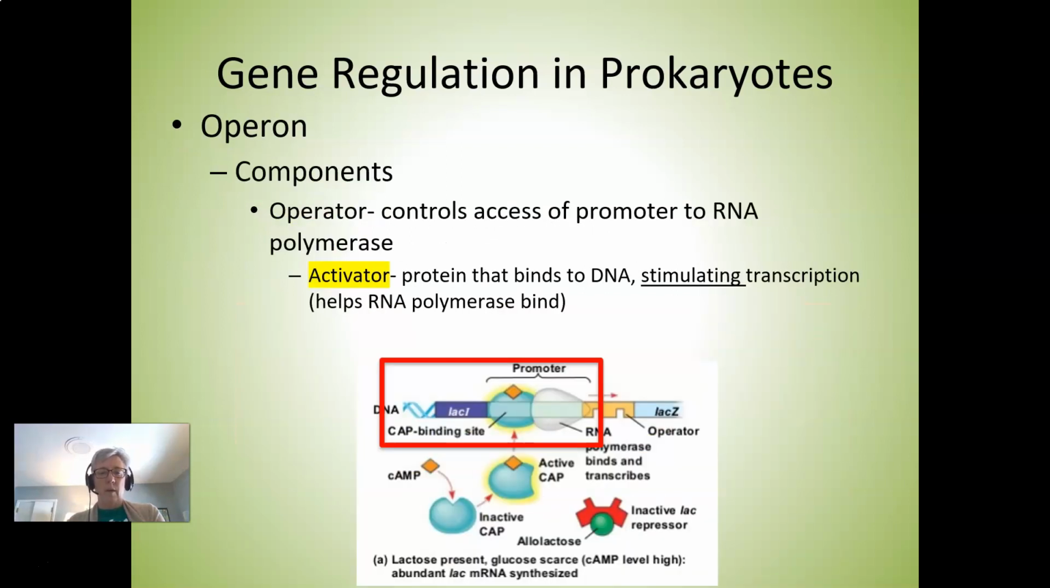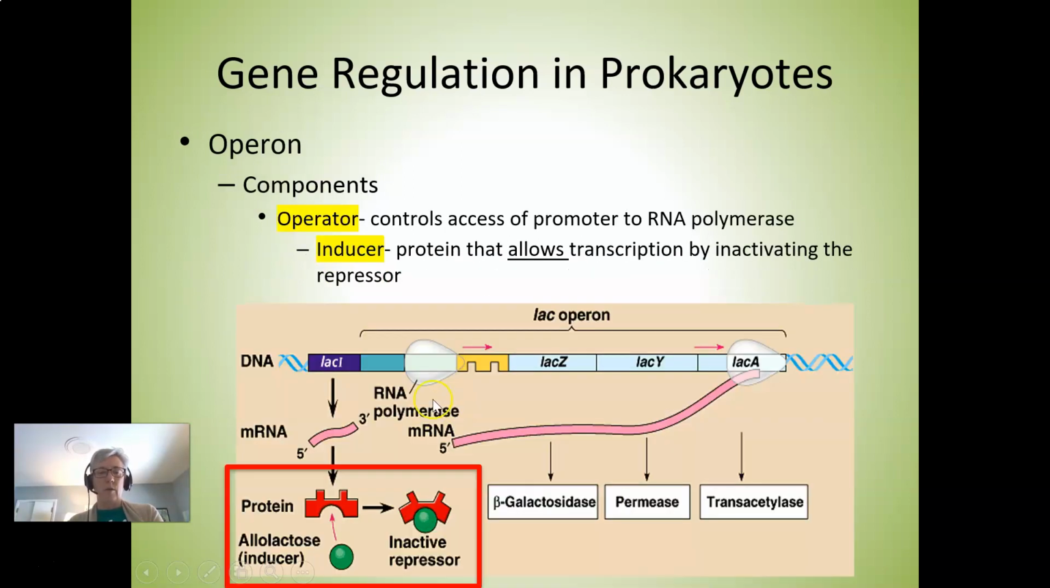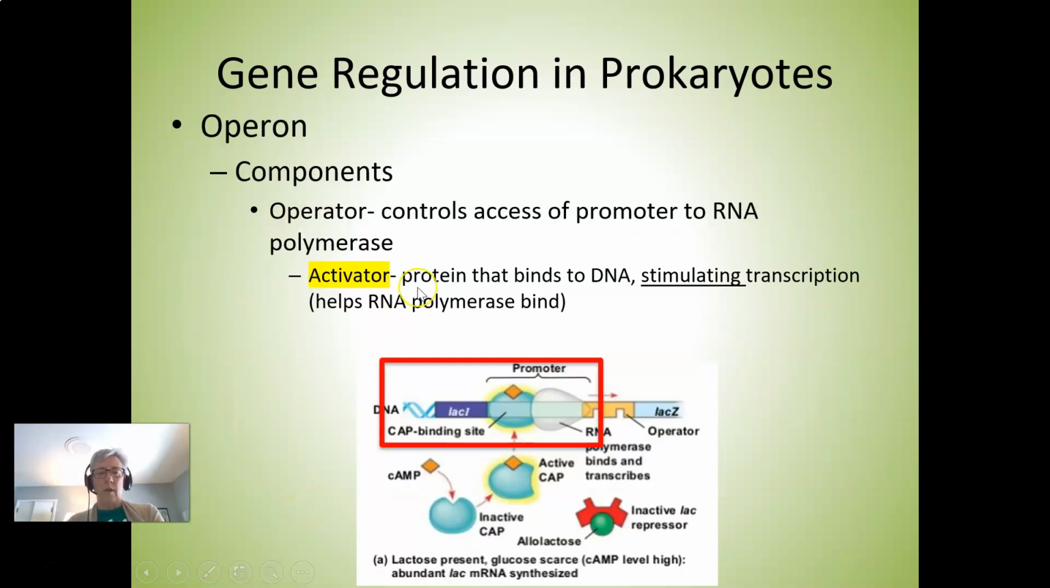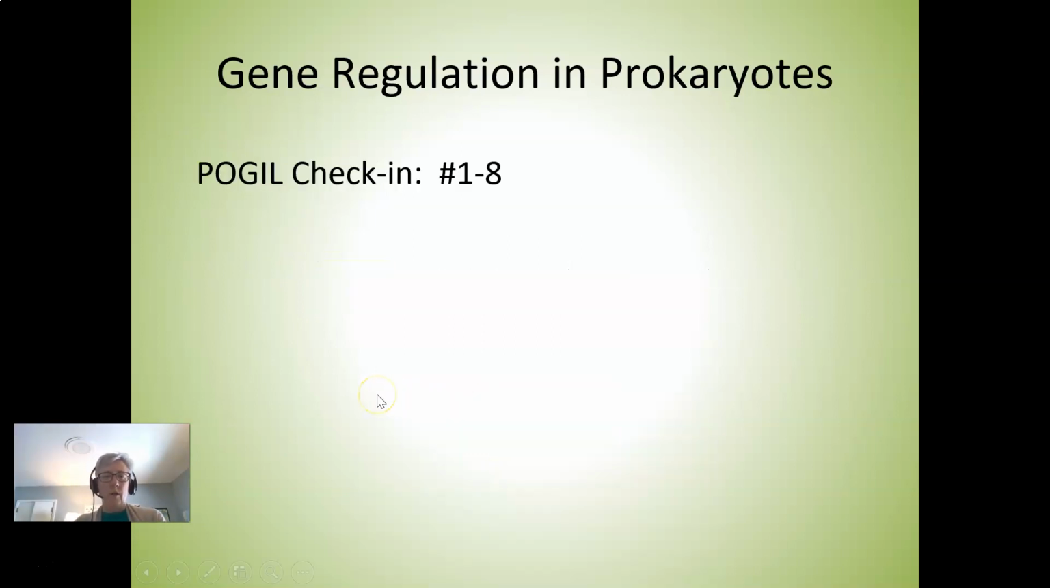Okay, but then we have something called an activator, which can turn on transcription by directly binding to the DNA. So unlike the inducer that turns on transcription by removing the repressor, an activator can turn on transcription by binding to the DNA. So this is kind of like a transcription factor. We learned about those where it enhances the ability of the polymerase to get access to the DNA. This activator is similar to that. So it binds to the DNA and it helps RNA polymerase bind. Okay?